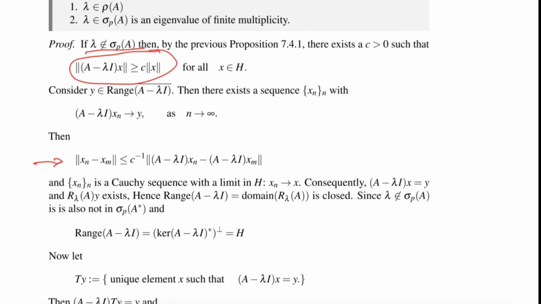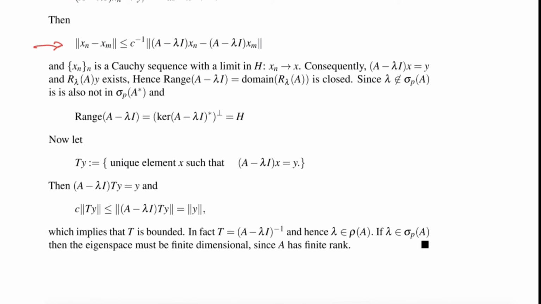And as lambda is not in the point spectrum, then it's also not in the point spectrum of the adjoint. And then we use the relation between the null space of the adjoint and the range of the operator in this form. So the range of A minus lambda I is the orthogonal complement of the kernel of the adjoint operator (A minus lambda I) adjoint, but then this must be the entire space. Because earlier we did this for all x in H.